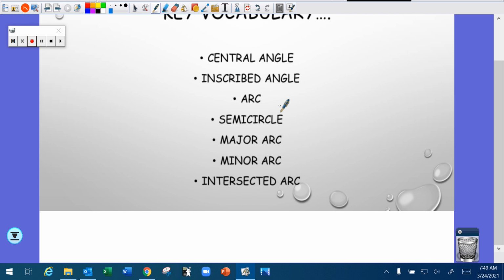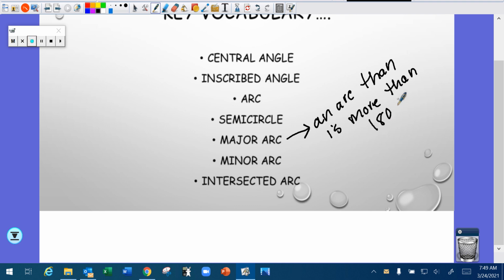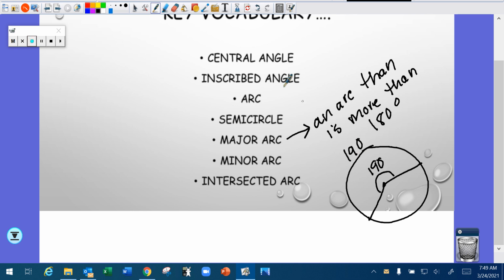A major arc is an arc that is more than 180 degrees. And here's an example. Let's say I have an angle, that's my central angle, and let's say it's 190. Then this arc out here is also 190. So this arc, since it's greater than 180 degrees, is called a major arc.